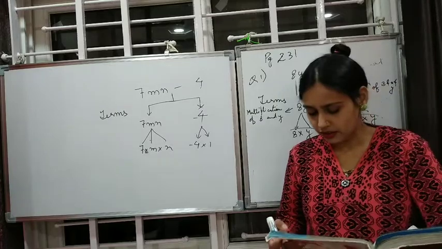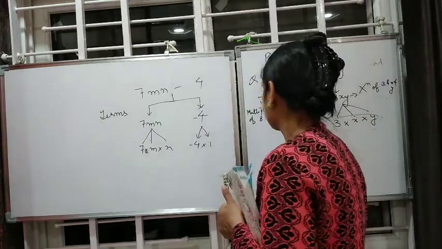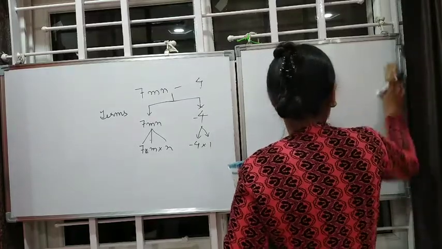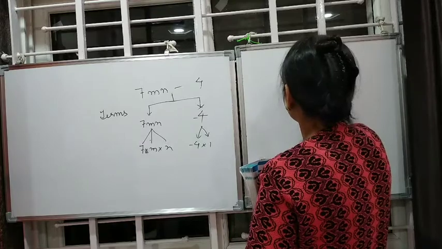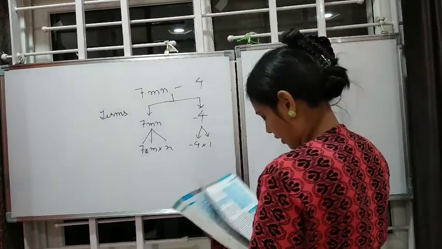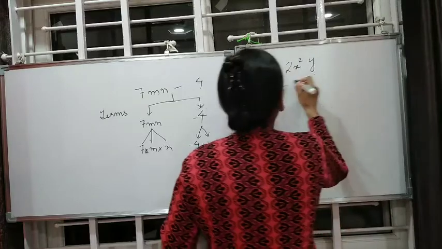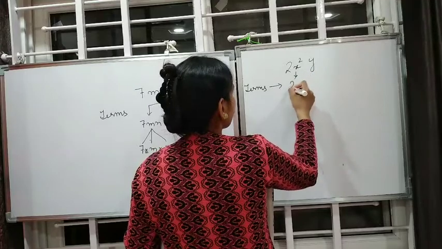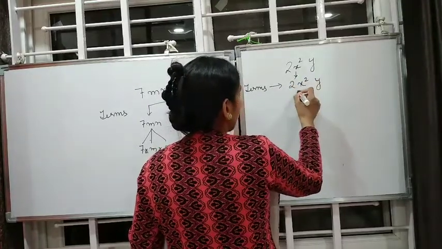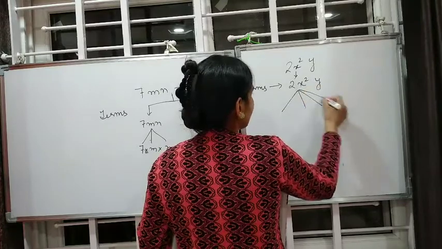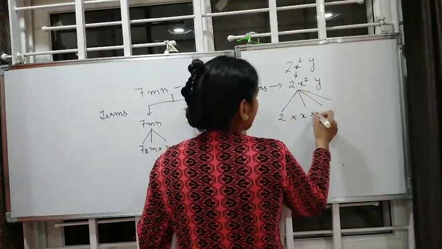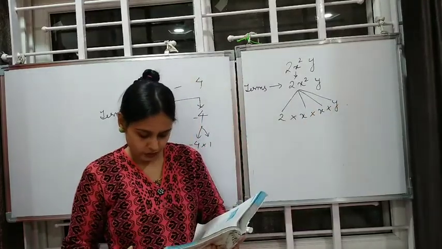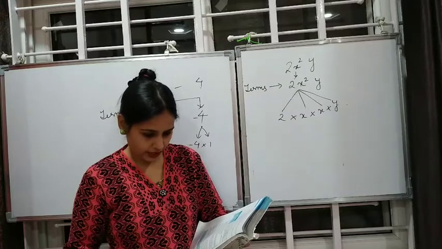This completes the second one. Then there is the third one, 2x square y, which I am writing here. This is the third one, children. We write the terms. Only one term it has, that is 2x square y. And how is it formed? It has 4 factors, that is 2 into x into x into y. This is how it is formed. So this completes the try these of page 231.